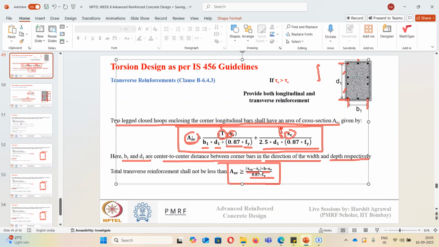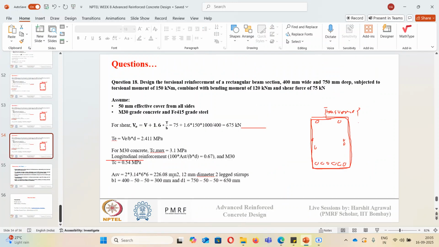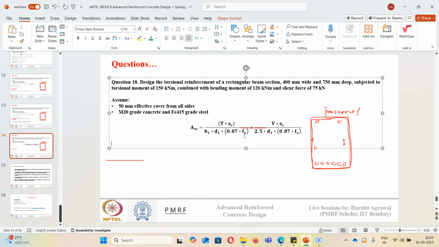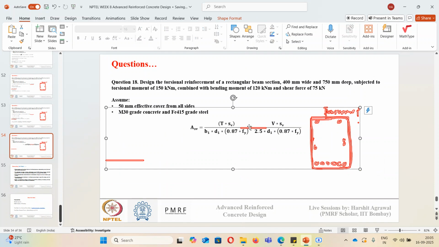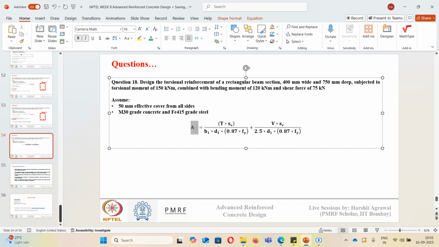ASV is equal to this one. I'll just copy this. Okay, so this relationship will use. In this we know ASV is equal to 226.08 into 1000. No, 226.08. T we know is 150 into 10 to the power 6. Okay, SV we need to estimate.